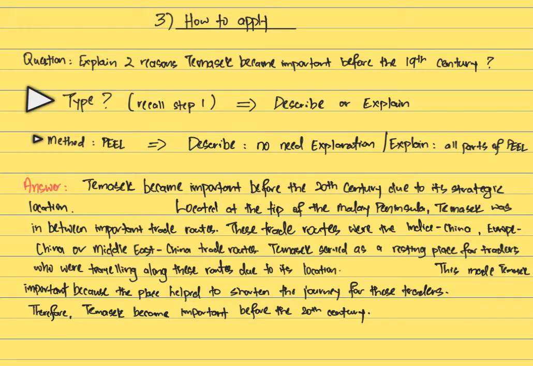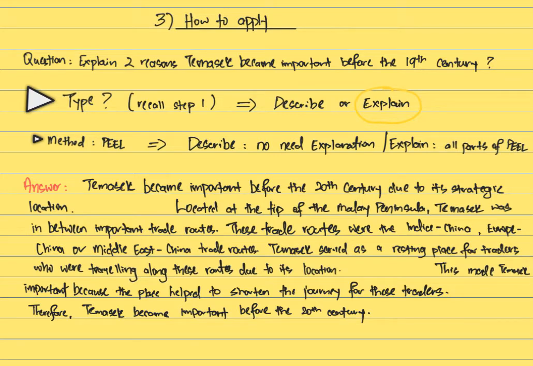For example, if you have a question, explain two reasons Temasek became important before the 19th century. If we recall step 1 from my first video, we have to know what question type it is. So with the keyword explain, it should be an explain question over here. Alright, and then in my second video, we took a look at the method.